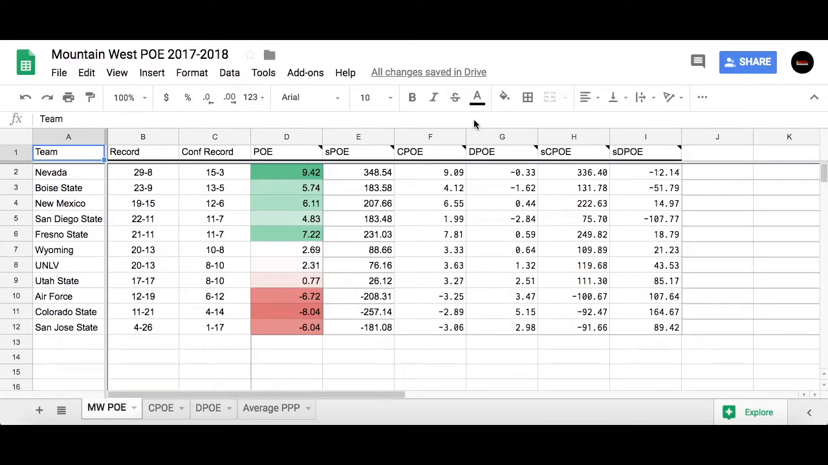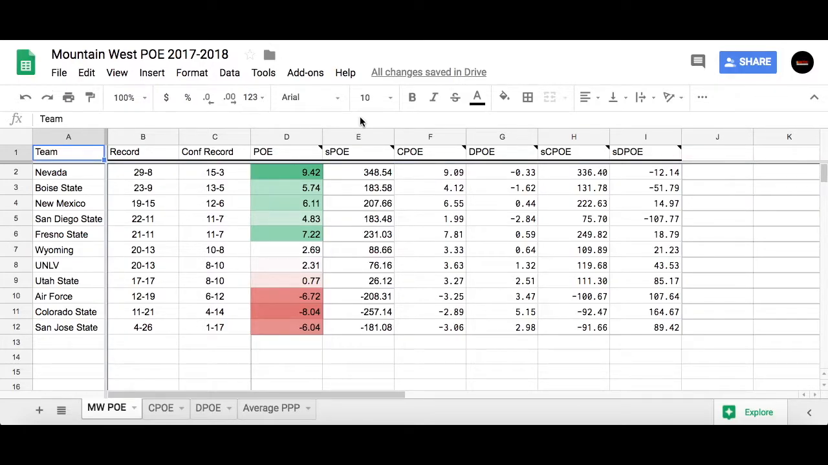What you are looking at right here is one of my POE sheets. This is the sheet from last season, the 2017-2018 season. I'm using this sheet because it has actual numbers in it, as opposed to the sheet that I have for this season, which is totally blank.